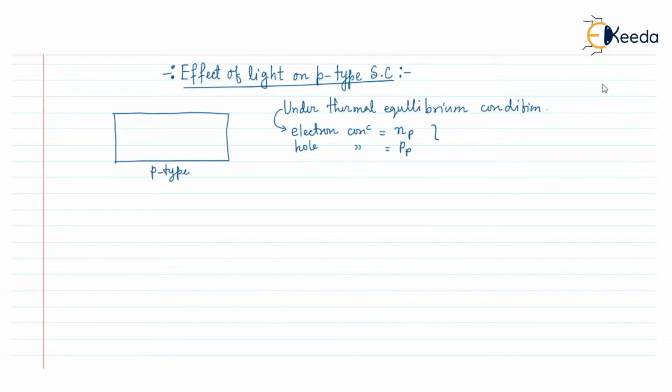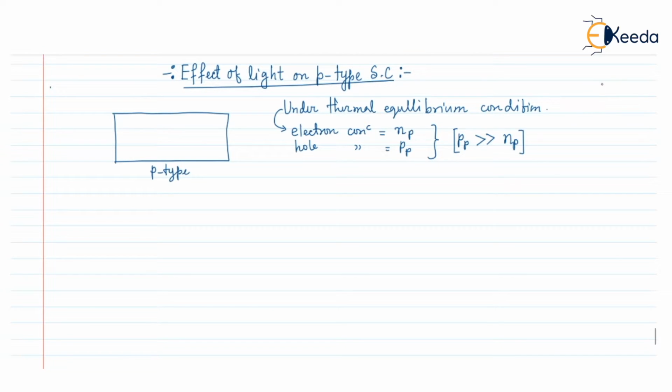And since this P_P, that is the hole concentration, is very much greater than the electron concentration, that's why the semiconductor is a P-type material. So all this is before the incidence of light.